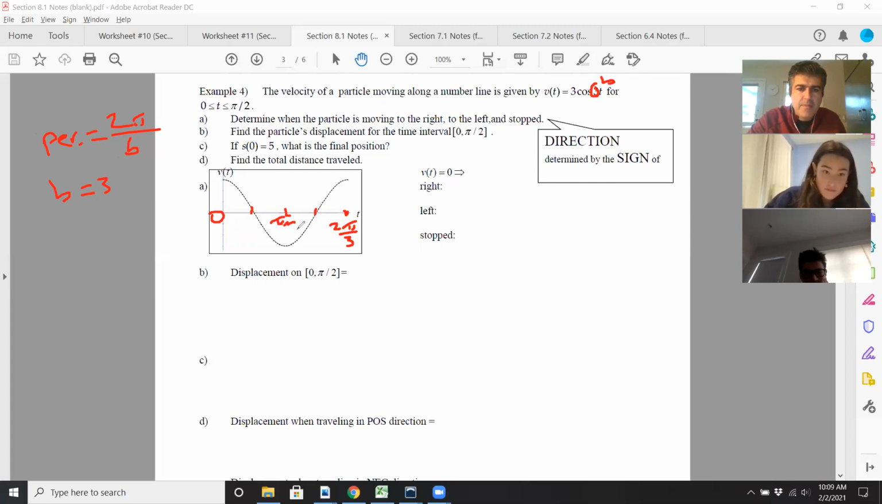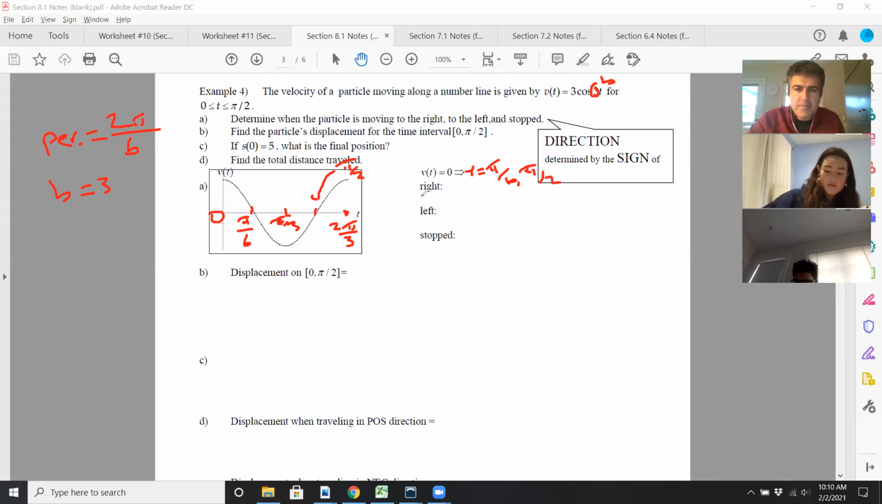And this is going to be at pi over 6. And that right there is going to be at 3 pi over 6, or pi over 2, because pi over 2 is 3 pi over 6. So pi over 6, 2 pi over 6, 3 pi over 6, 4 pi over 6. Or pi over 6, pi over 3, pi over 2, and 2 pi over 3 if you simplify those fractions. So velocity equals 0 at 2 places: pi over 6 and pi over 2. It's moving to the right.